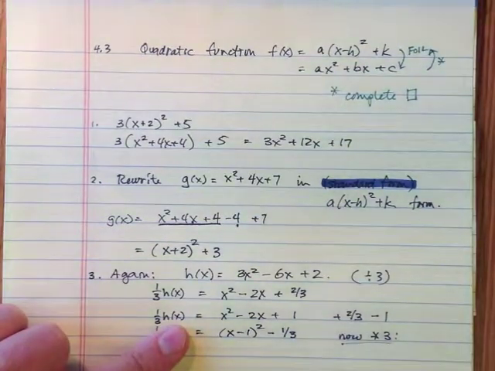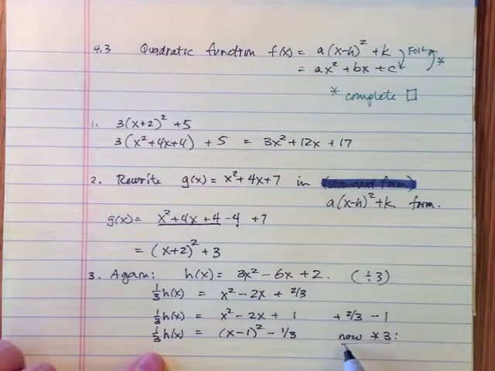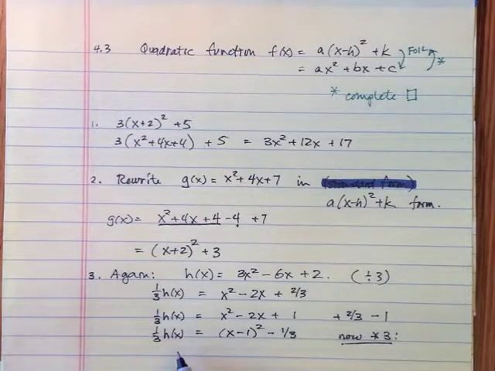But we're not done. Because look, that isn't h of x. That's 1/3 h of x. The problem told me to rewrite h, not 1/3 h. So I need to multiply by 3 to get h back. So we multiply both sides of that by 3.